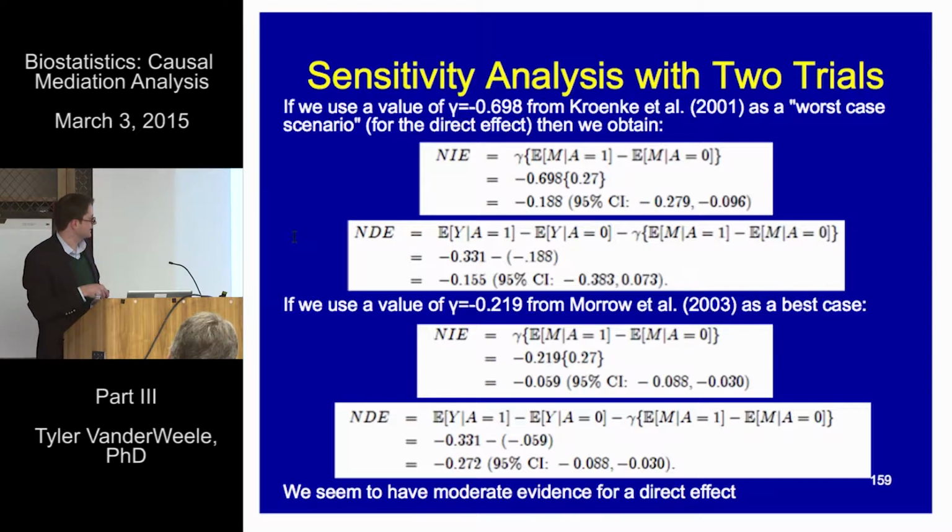So in our best case scenario, it looks like the vast majority of the effect is direct. Only a small part is mediated. Once again, we don't really know what the actual direct and indirect effects are. But what we do know is that in a best case scenario, it looks like the majority is direct. In a worst case scenario, it still looks like about half is direct.